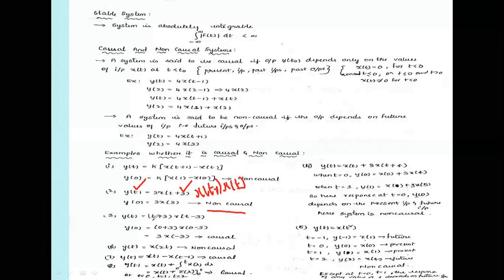Next, y of t is equal to t plus 3 times x of t minus 3. Here t plus 3 is not the signal, it is only a scaling factor. The ramp function is x of t minus 3. x of t minus 3 is the past input, so it depends upon the present and the past inputs, which means the system is a causal system. Similarly, y of t is equal to 2 into t.